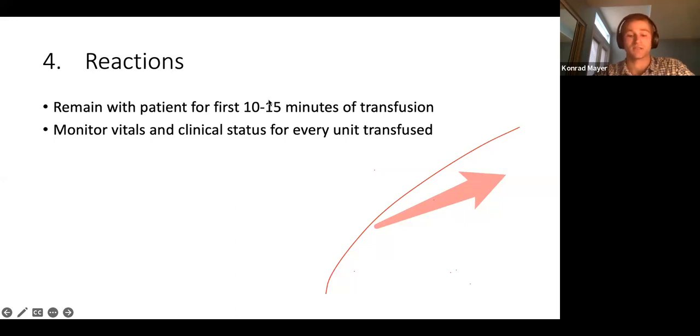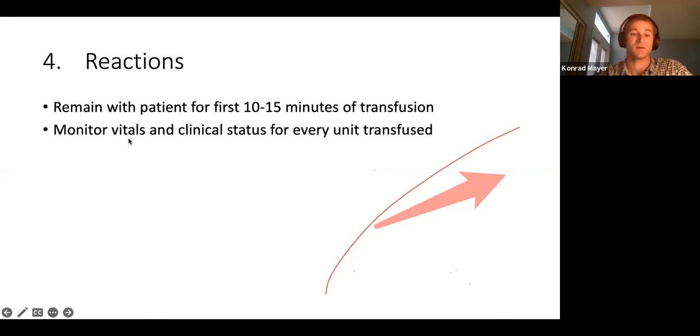So severe reactions, strong allergic reactions like anaphylaxis, can be very bad, and in these cases, the transfusion needs to be stopped immediately. So it is important to stay in the room with the patient for the first few minutes and make sure that the transfusion is not provoking any strong reactions immediately.